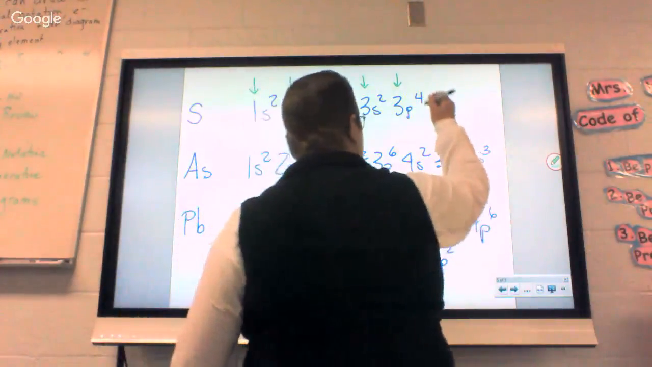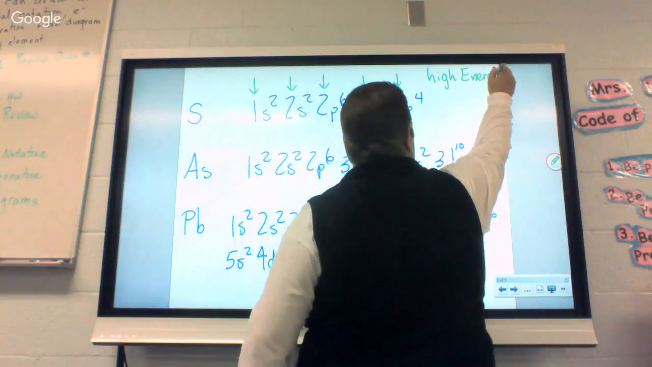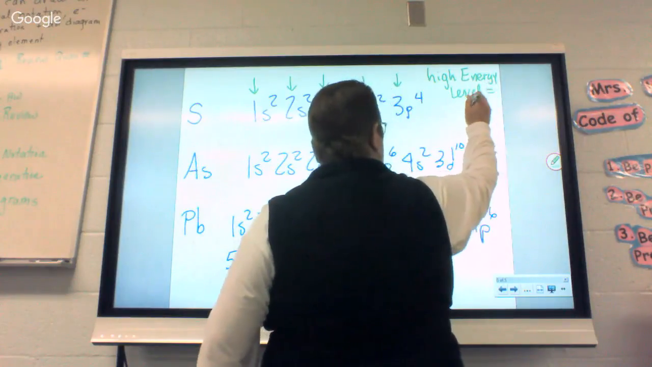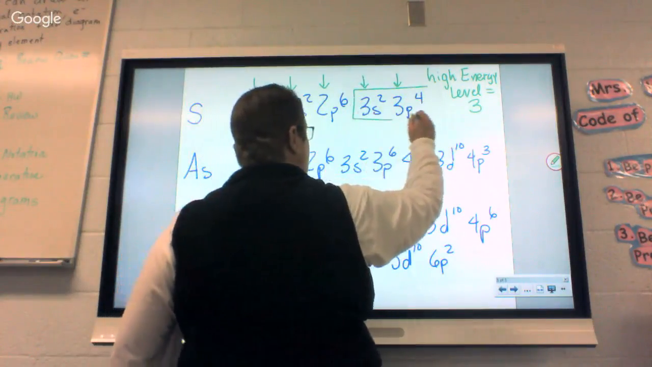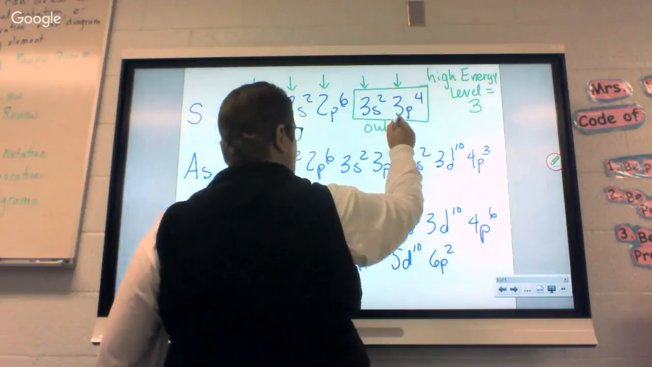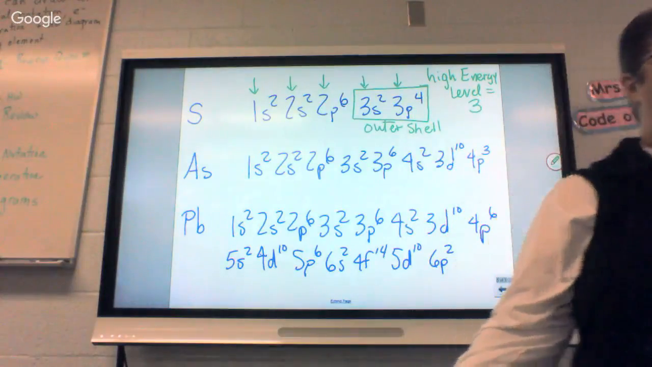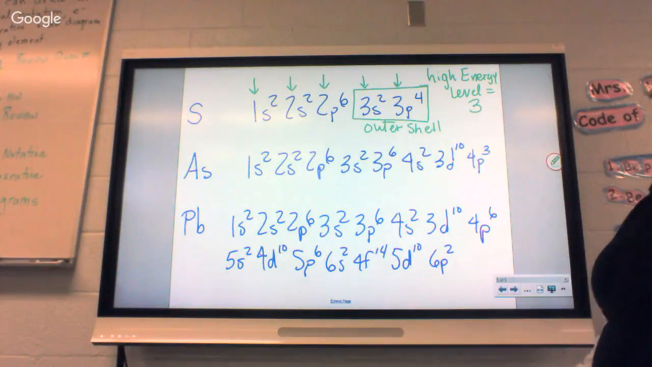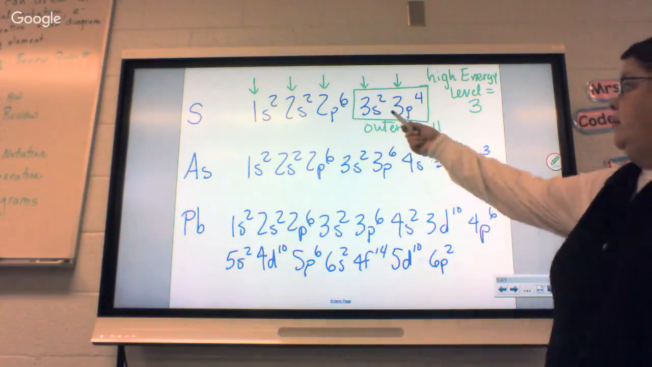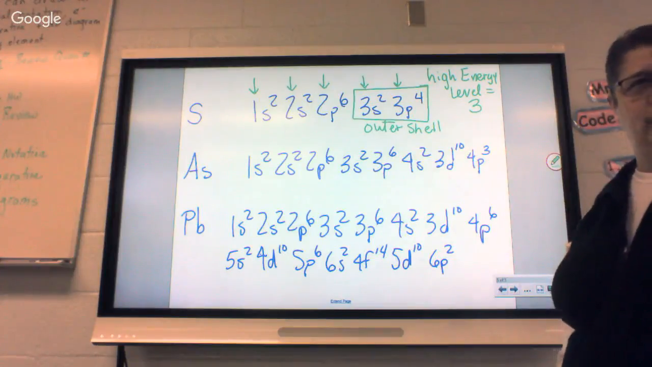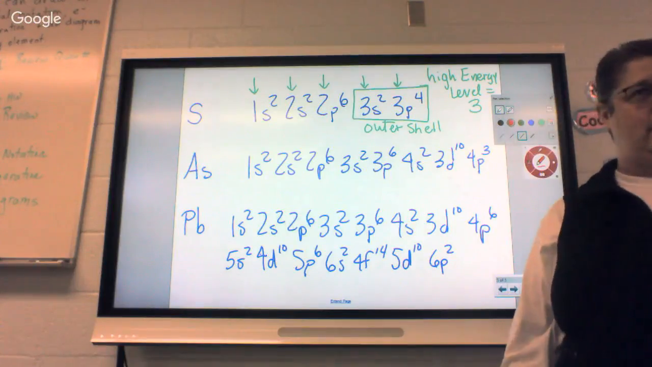So the highest energy level equals 3. All right? So that means this is the outer shell. Okay? Remember, S and P are sublevels. So if S and P are sublevels, you can't go by S and P. You have to look at the numbers. And 3 is the energy level. That means the 1 and the 2 is the what then?